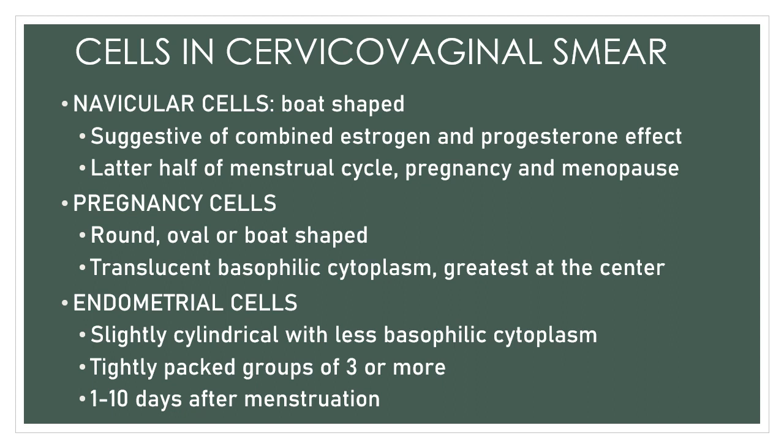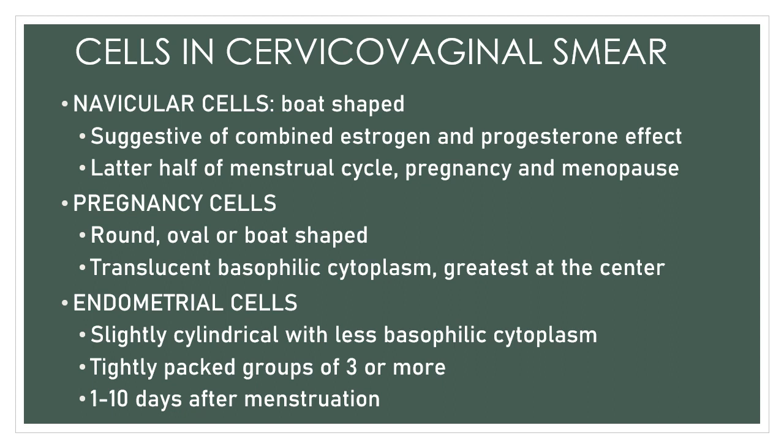Next, your navicular cells are boat shaped. They are intermediate cells with a strong tendency to fold or curl on edges. They are suggestive of combined estrogen and progesterone effect. They are found in the latter half of your menstrual cycle, pregnancy, and menopause.